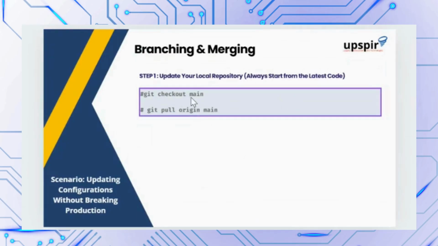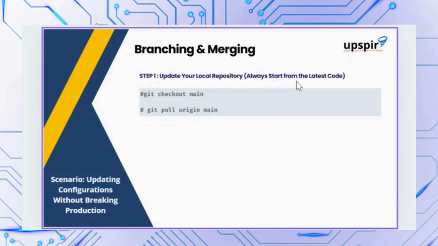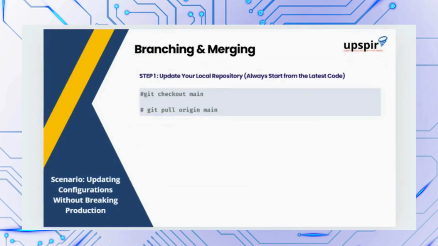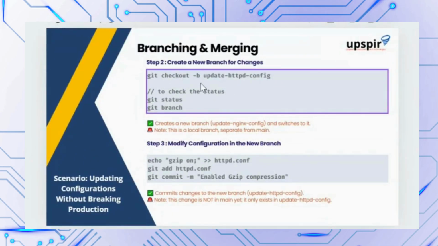So what you do is you go to git checkout main on your system. You will git pull origin main. So we always start from the latest code, as I told you. Now what you do is you check out your feature branch.